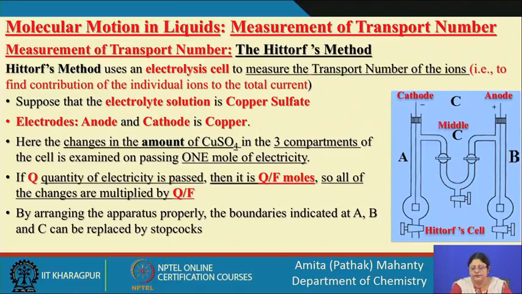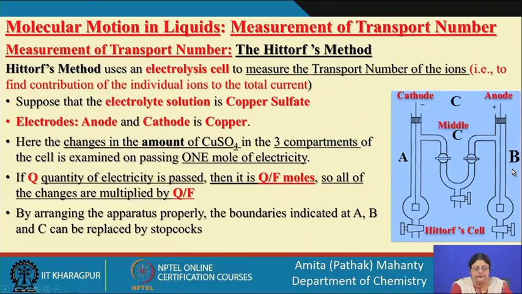Suppose the electrolyte system which we have is copper sulphate. And if you see this system of the electrolysis cell, you have the cathode here and the anode here. This portion is known as C, we can nomenclate it C. We have nomenclated this part as A and this part as B.